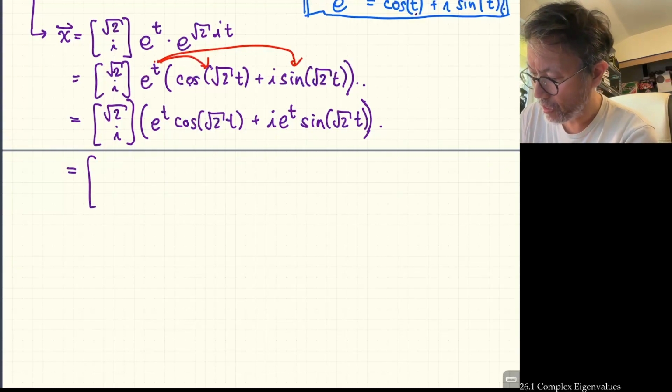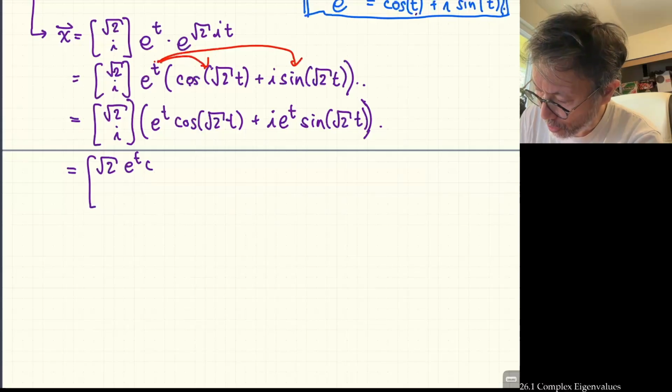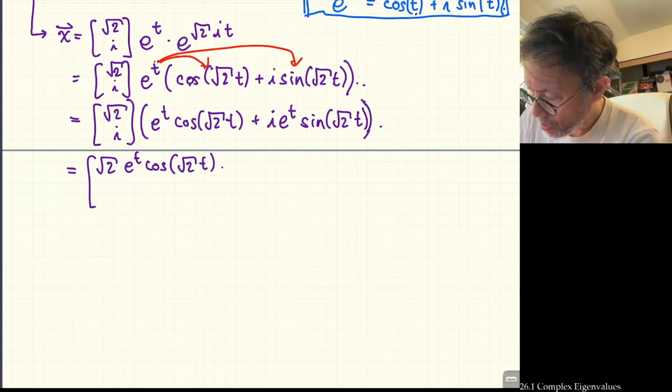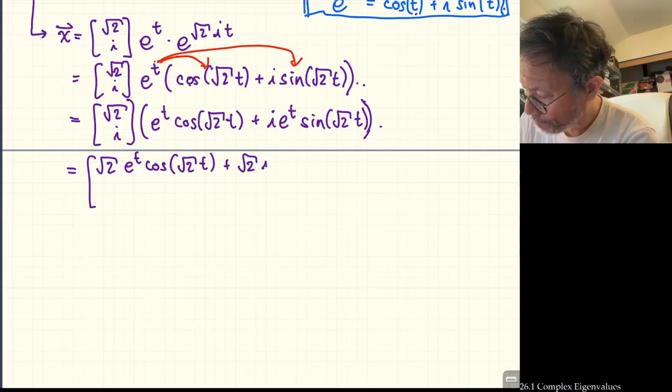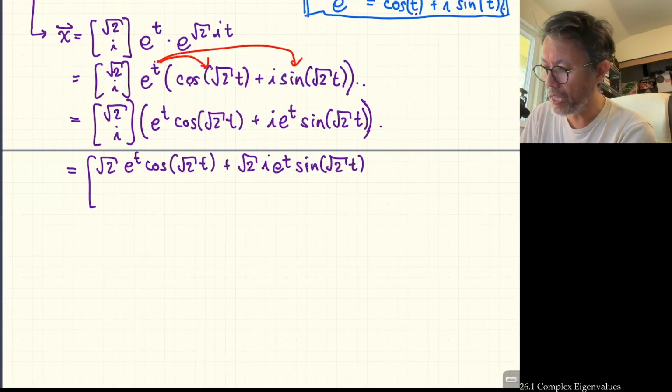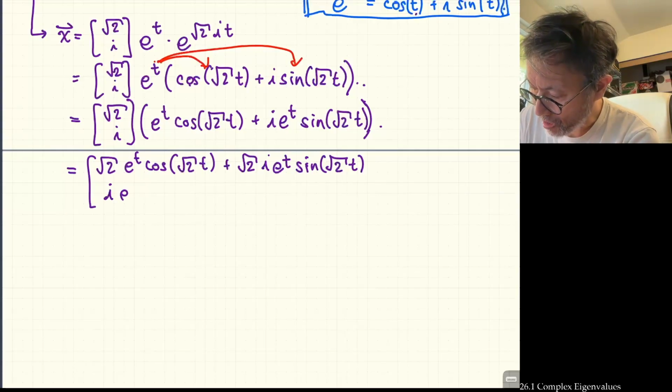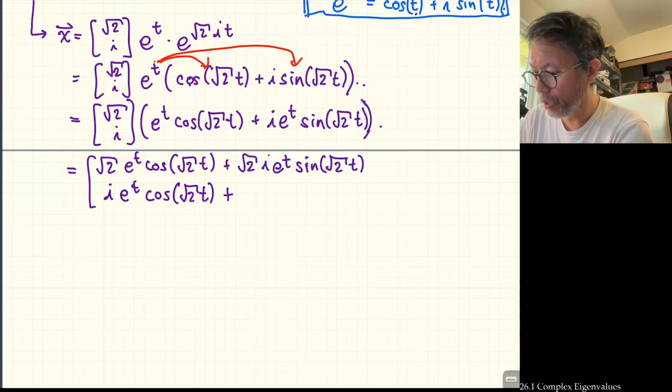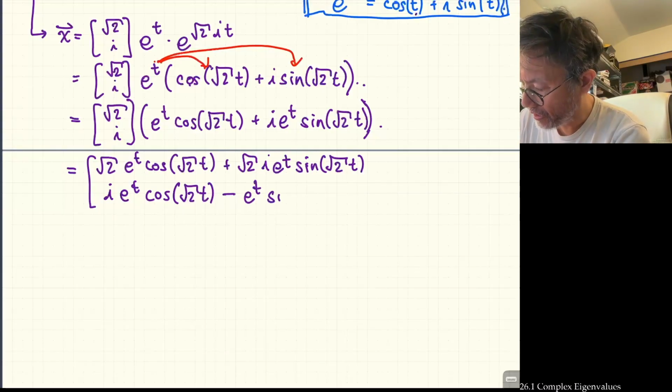So big vector here. I'm going to have square root of 2 times e to the t cosine square root of 2 times t plus square root of 2 times i times e to the t sine square root of 2 times t. Okay? And then I multiply this whole thing by i. So I have i times e to the t cosine square root of 2 times t plus, and now look, this i and that i get married and become a minus sign. Minus e to the t sine square root of 2 times t. Don't sleep on that minus.